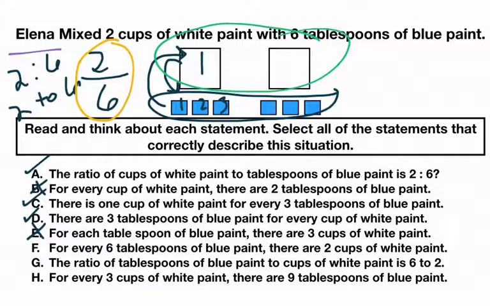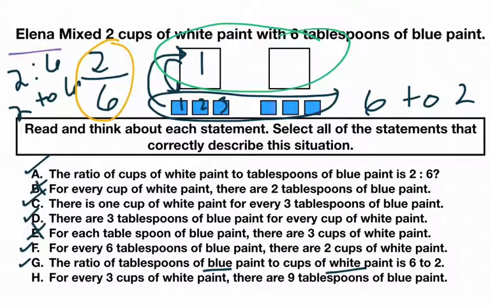I like that one. F works also. Sorry if that looks like an X, but I like F. That works out. G, the ratio of tablespoons of blue paint to cups of white paint is 6 to 2. So we're talking about going from blue to white here. Blue is 6, white is 2, and that works out. That's another way we can write this ratio.